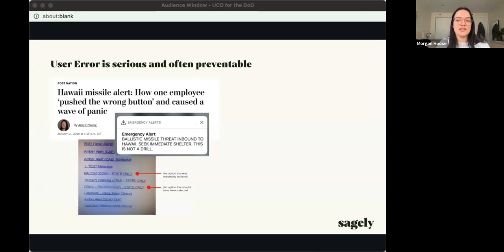And when we look at the UI of the wrong button that was pushed, it's easy to empathize with this employee. So this wasn't a user error, but really the result of a poor user experience. This was the option that they selected, and this was the option that should have been selected. Really the only thing that shows that it's a drill versus not is that it says drill. So there's a lot we could have done with this user experience to prevent this user error.